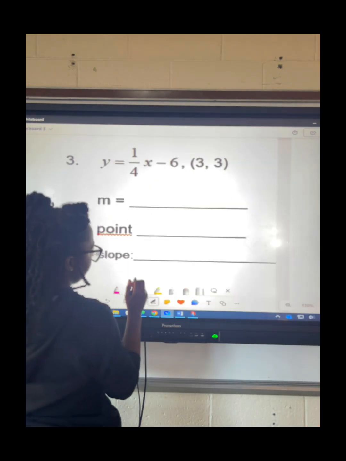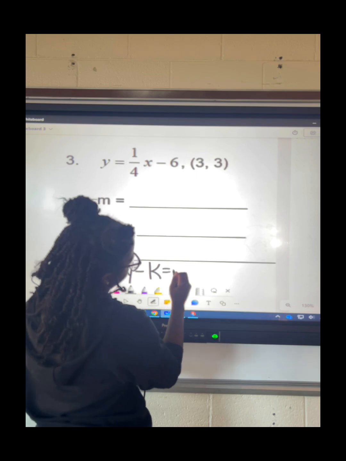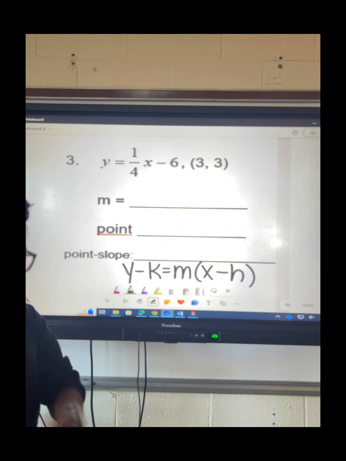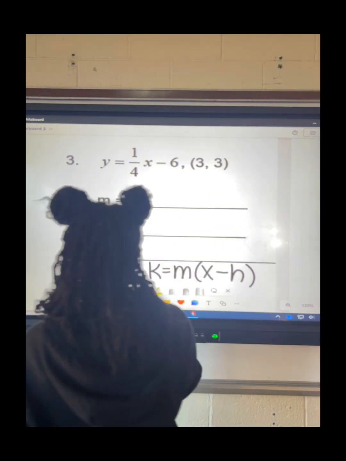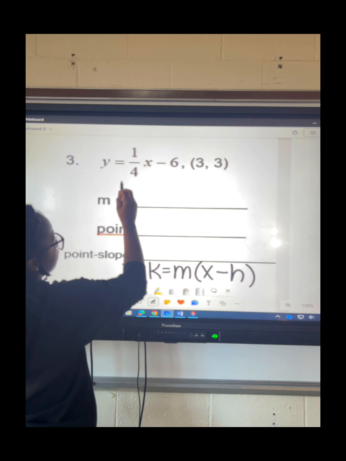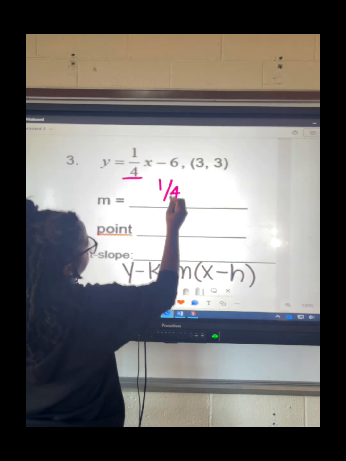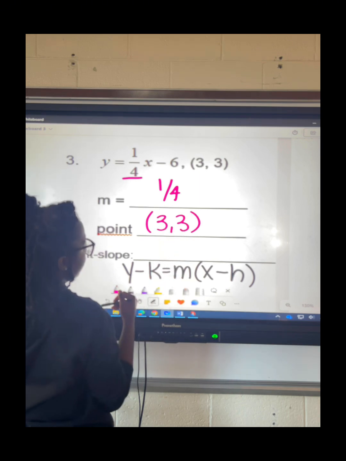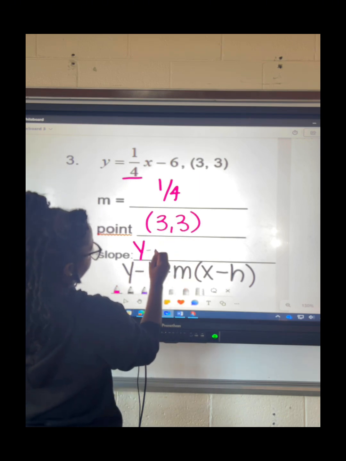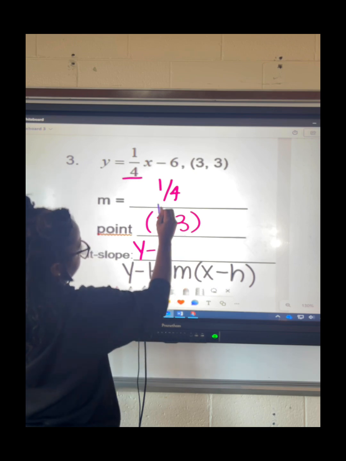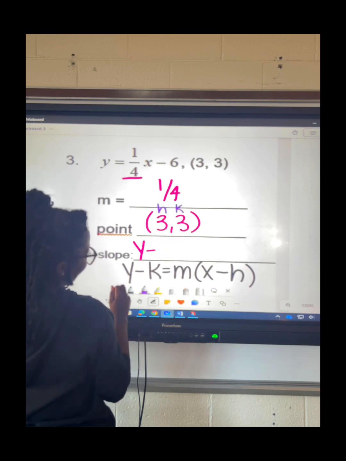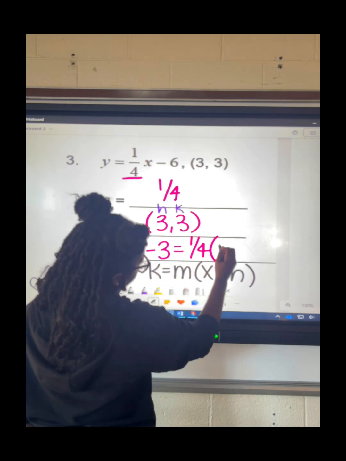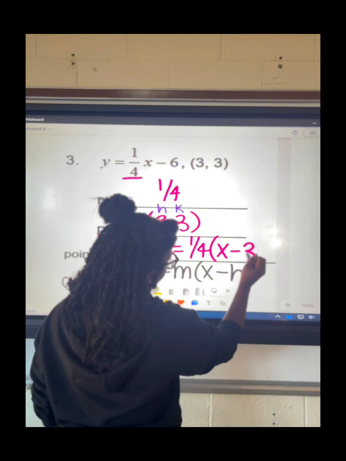Alright, write our original. And if you need to write the original every time we do this, you need to do that. Okay? My slope, 1/4. My point, they gave me 3, 3. My point slope would be y minus k, h. Okay. Y minus 3 equals my slope, 1/4, x minus 3.